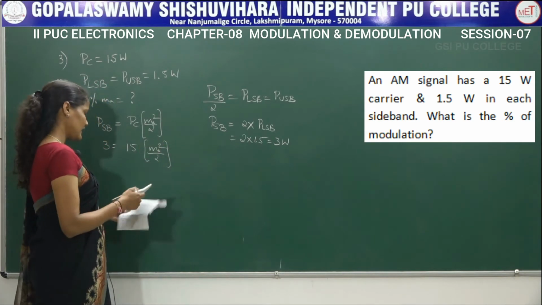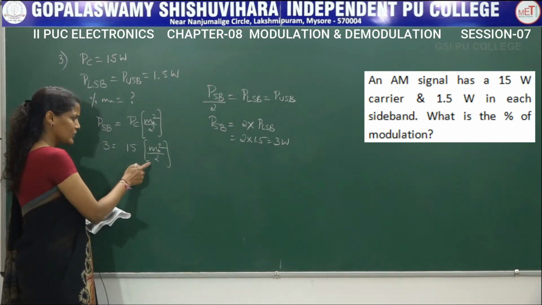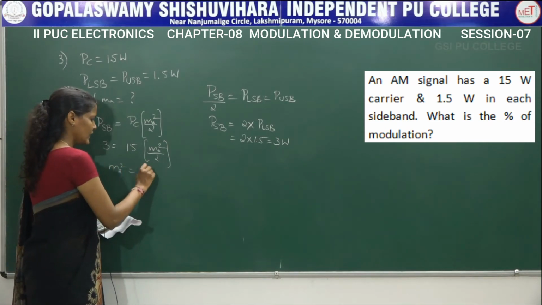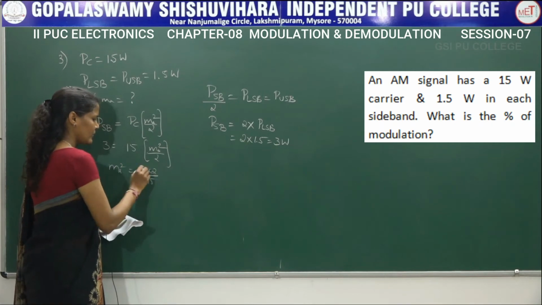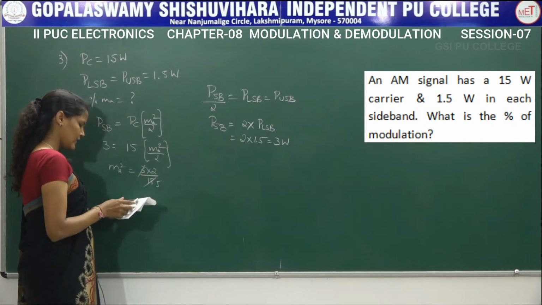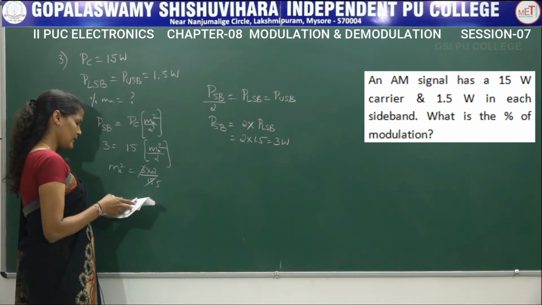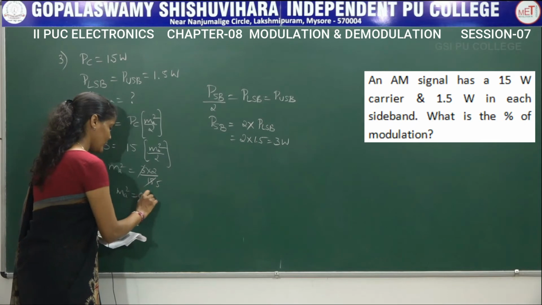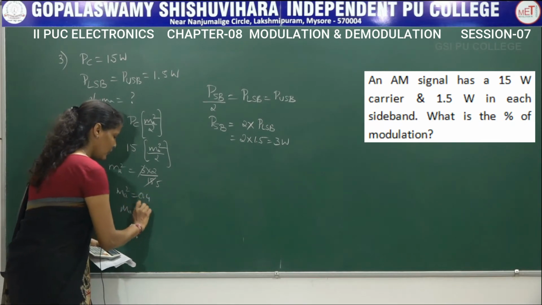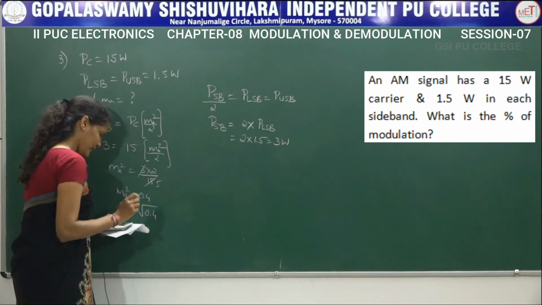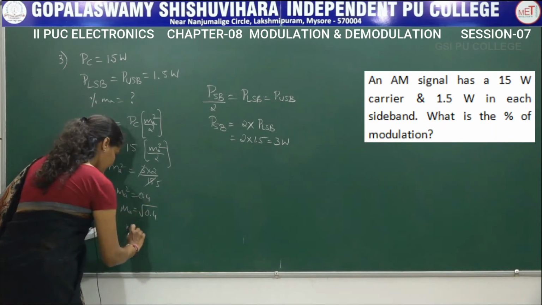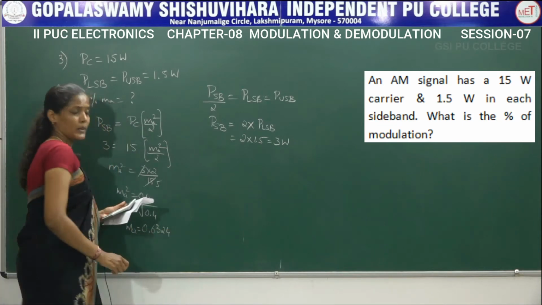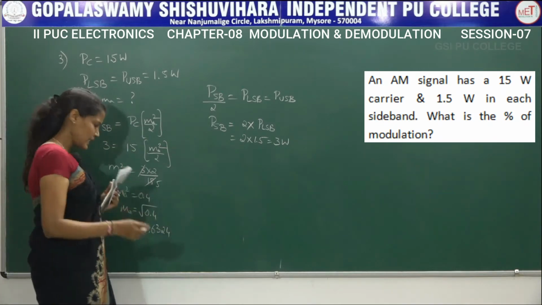So what are we going to get? 3 into 2 divided by 15 equals MA square. 3 into 2 divided by 15, 3 ones are 3, 3 fives are 15, 2 divided by 5 gives me 0.4. MA square is equal to 0.4 and MA is equal to root of 0.4, which gives me MA as 0.6324.